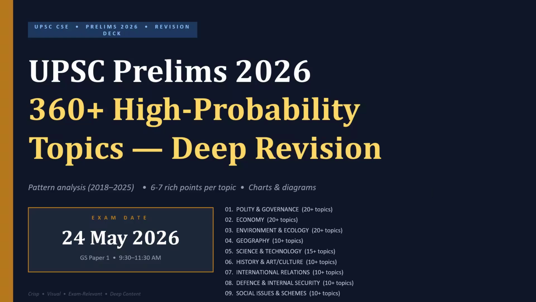Hello everyone, to another session of UPSC Prelims 2026 360 plus high probability topics. We have already done polity and governance, economy, environment and ecology, and science and technology. We'll start with history and art and culture, where we would have 10 plus broad themes, and under that, you will have multiple topics. We'll try to cover it quickly.